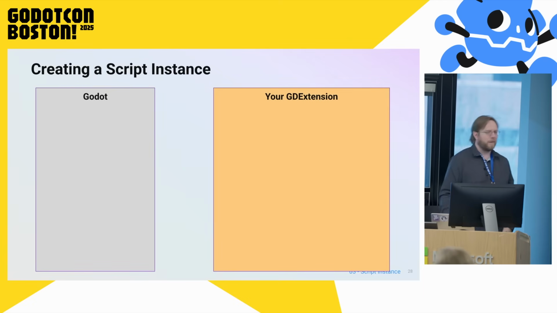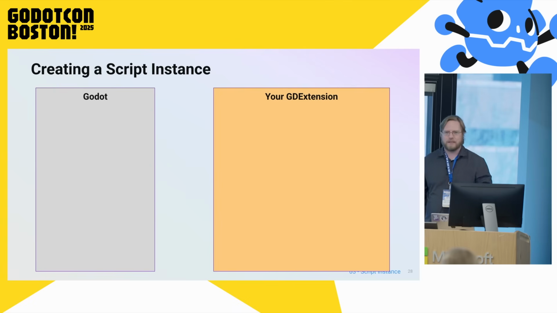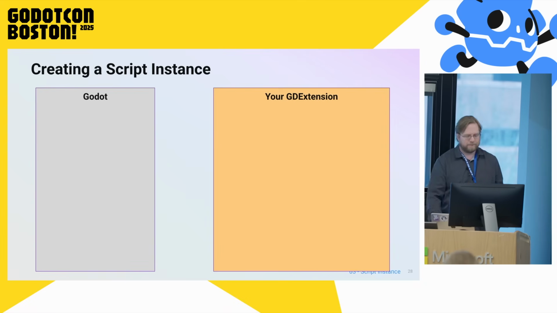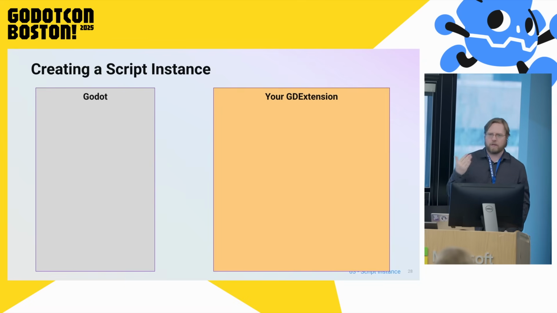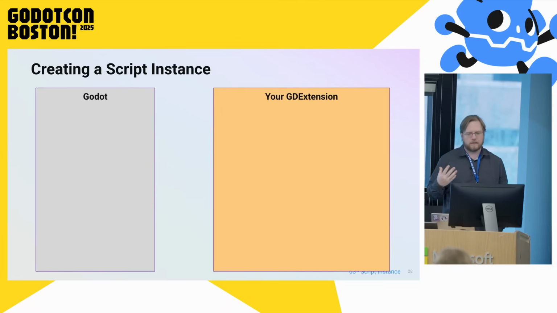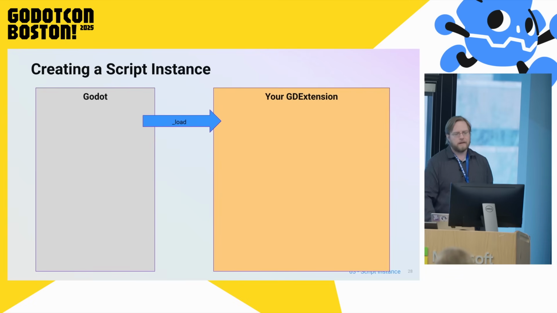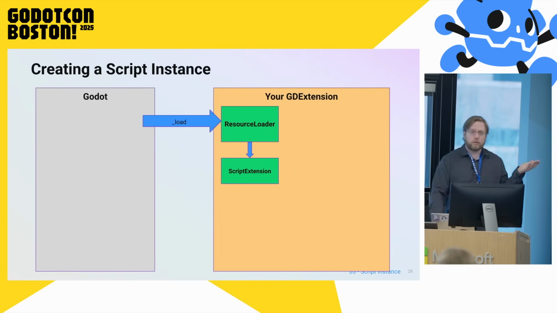So how does this work? Prepare for programmer art. So over here we have Godot, what Godot is going to do. And then on the other side, we're going to have your GDExtension and what your GDExtension is going to do. So when you load a scene, the first thing Godot is going to see is, well, I have a file here that's a script that's defined in the GDExtension, and it's going to call load on your resource format loader. Your resource format loader is then going to create your script extension and then hand it back.